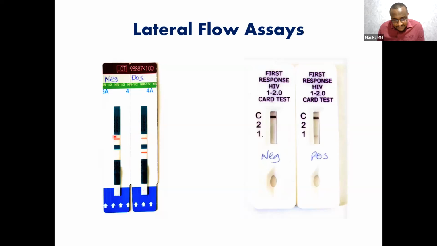So if the controls are not showing anything, then your test is invalid. So for all tests, you must have a control for it to be valid. You can see this is positive and this is negative. For the first response, the first one is negative, the second one is positive. And you can see it's a faint positive for HIV1, HIV2 is negative.